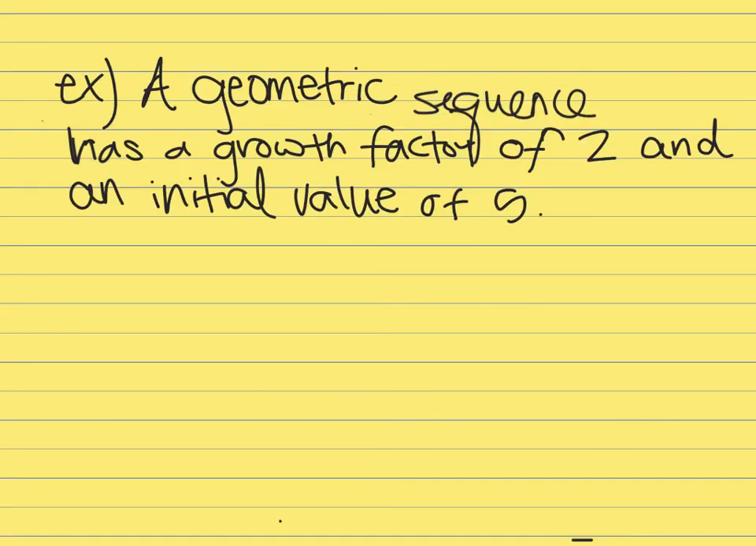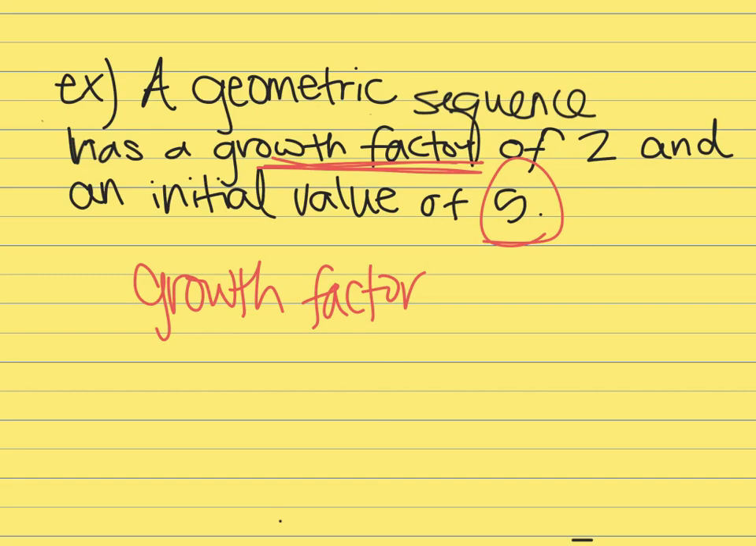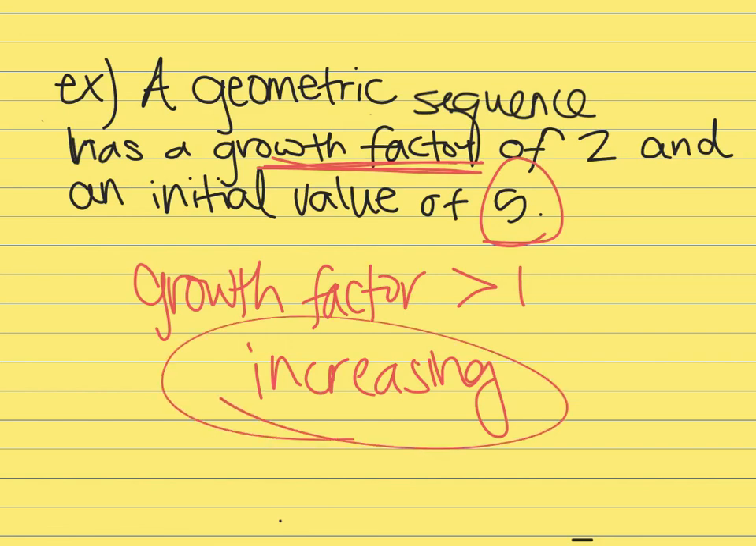All right, here's an example similar to the one, I don't know if it's an example that was on your checkpoint on the back, but it says a geometric sequence has a growth factor of 2 and an initial value of 5. Now, what you want to be careful of, it doesn't matter what you're starting at with the sequence. What matters is the growth factor. And in this case, it's telling you that the growth factor is 2, and we know that 2 is greater than 1. So if you look on the previous slide, when the growth factor is greater than 1, we know that the sequence is increasing without even finding the next numbers in the sequence after it starts at 5.